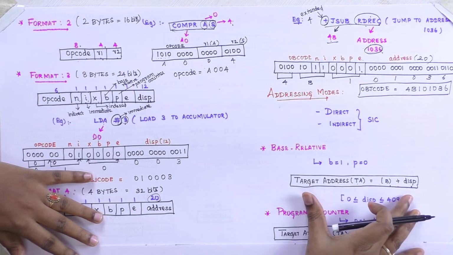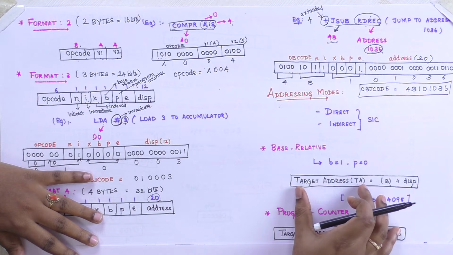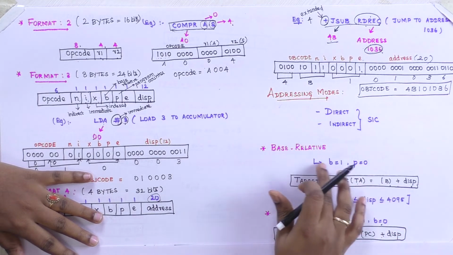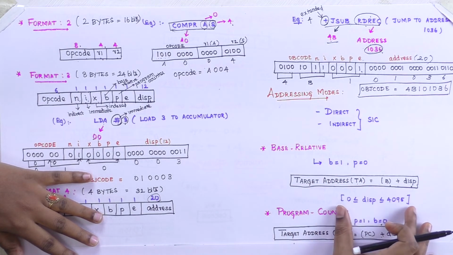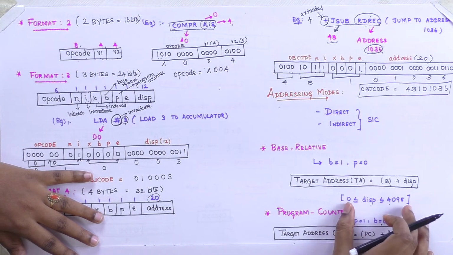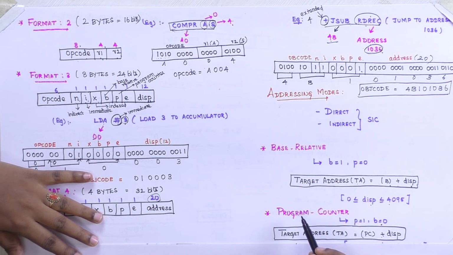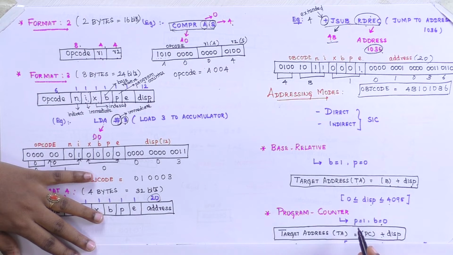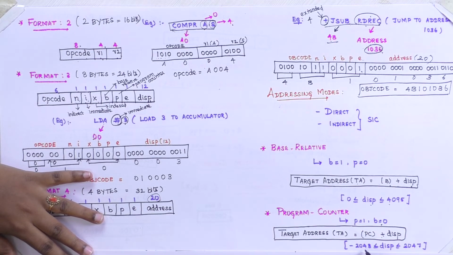The target address that has been calculated by base relative addressing mode should be in the range of 0 less than or equal to displacement less than or equal to 4095, that is between 0 and 4095, whereas the target address that has been calculated under program counter should be between the value minus 2048 to plus 2047.